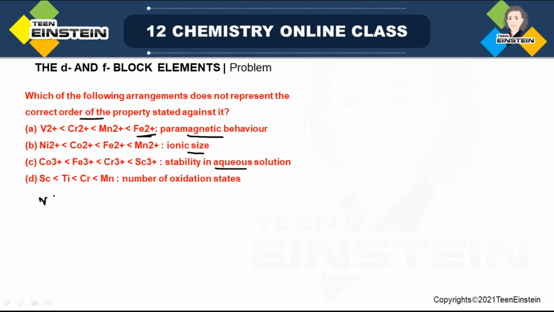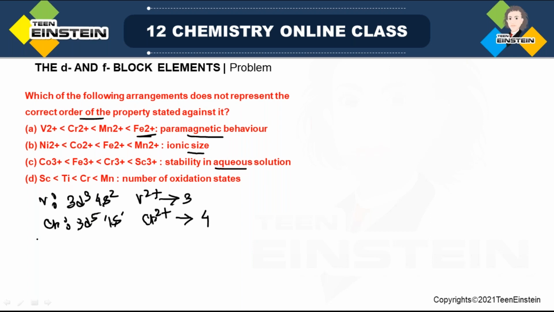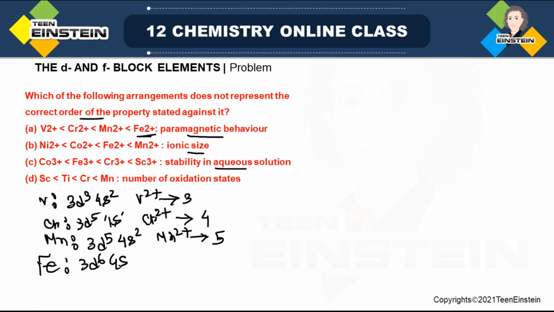So for vanadium, when it is neutral, it has configuration 3d3 4s2. So when it is V2+, there will be a total of 3 unpaired electrons. Chromium, when neutral, has configuration 3d5 4s1. So when it is Cr2+, there will be a total of 4 unpaired electrons. For Mn, when neutral, 3d5 4s2. So for Mn2+, it will be 5 unpaired electrons. And Fe, when neutral, is 3d6 4s2.